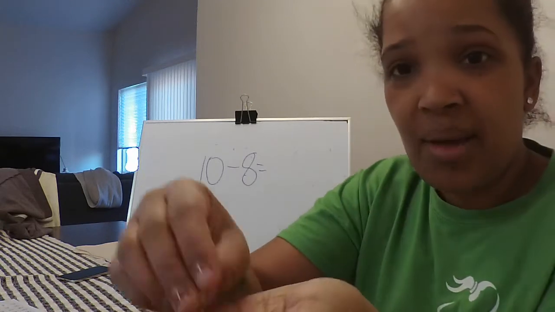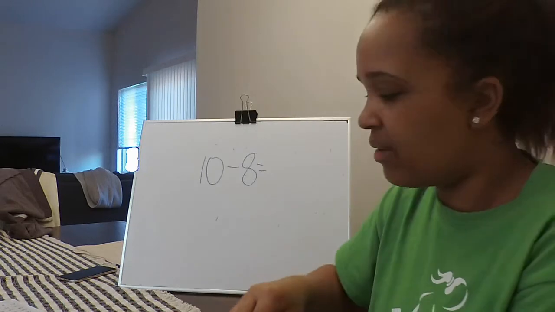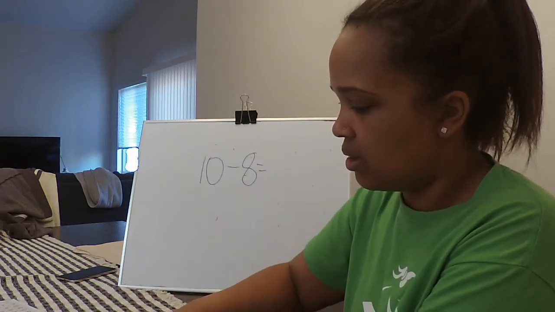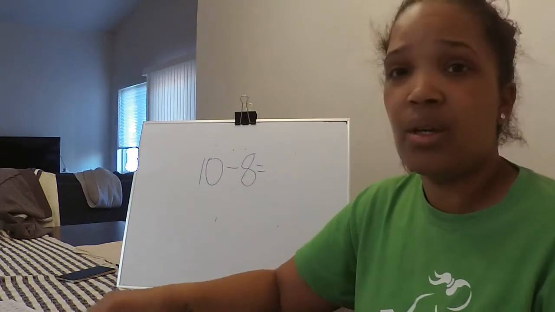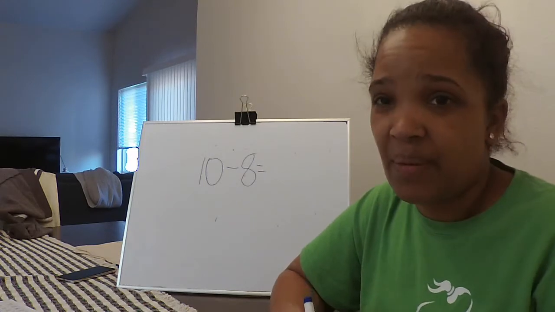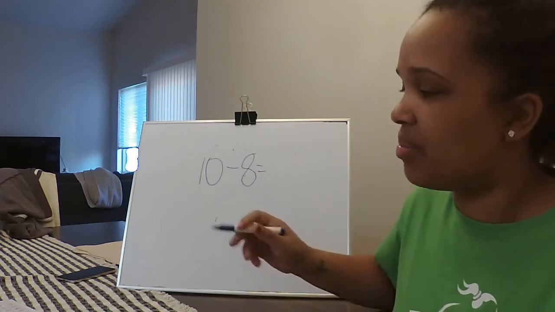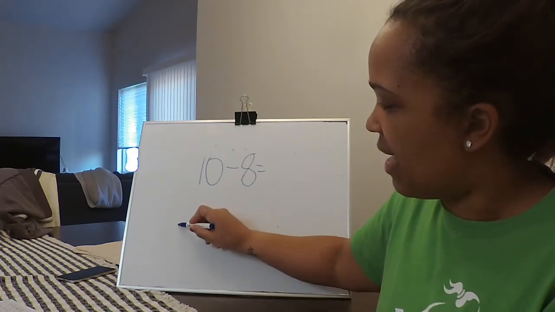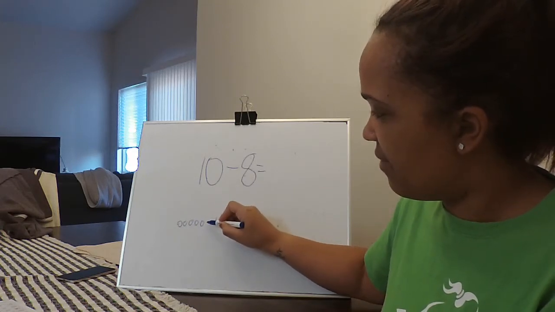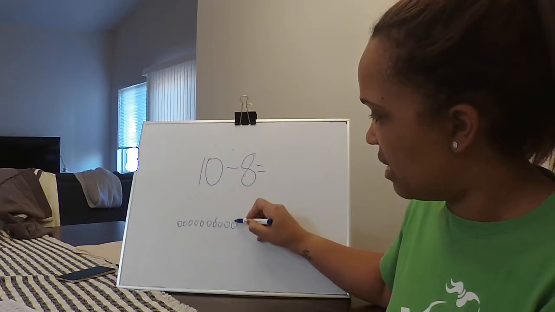So I grabbed some beans, and I can count out 10. You can always use a counter that you have in your kitchen or in your playroom. I have beans right here, but they're going to be too hard to see on screen. So I'm going to pretend like these are the beans. So I have my 10 beans. 1, 2, 3, 4, 5, 6, 7, 8, 9, 10.